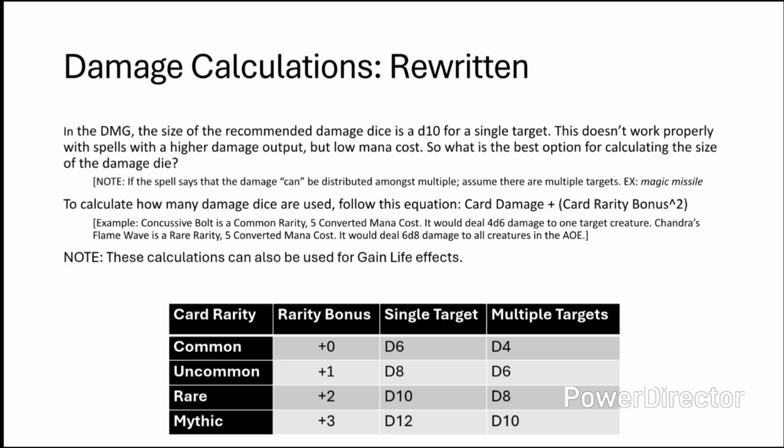With Chandra's Flame Wave, it is of rare rarity, so we would actually be getting 6 damage dice, and since this is an AoE effect, it's going to be doing d8 damage. So, 6d8 damage to all targets. And if you are going for a life gain spell, you are going to be using the same calculations.